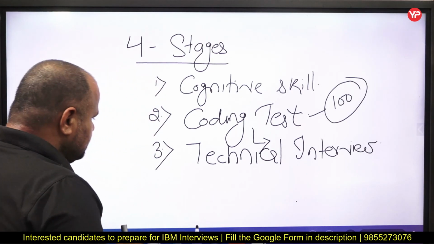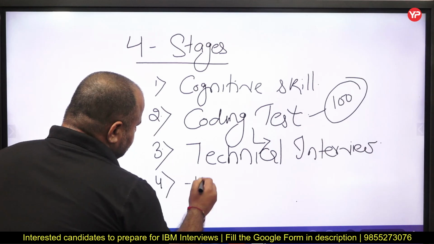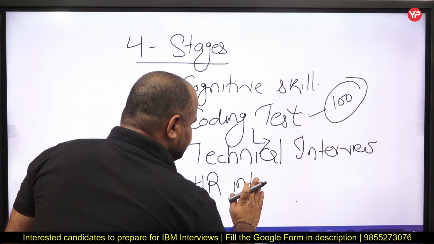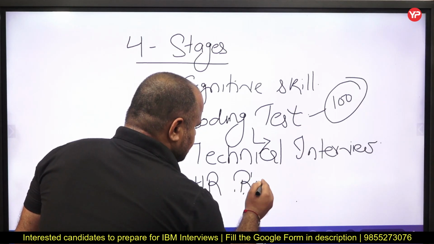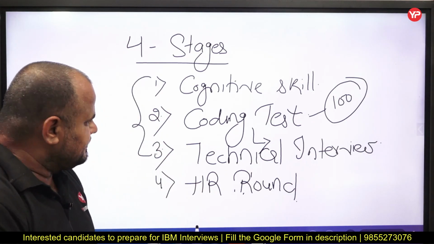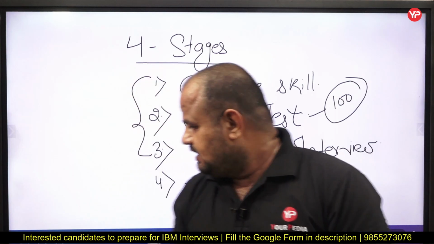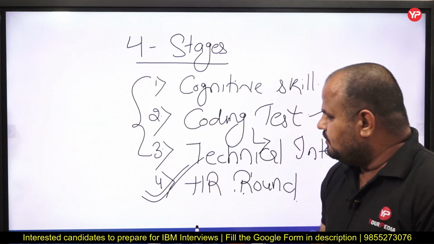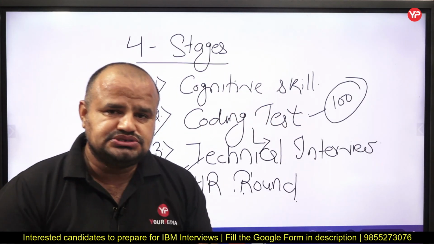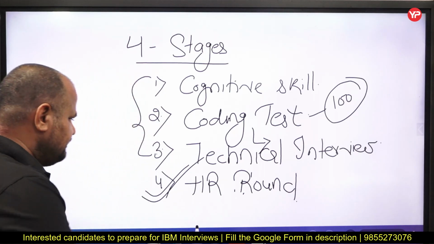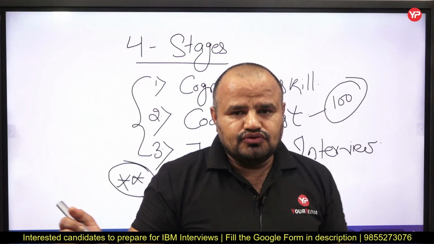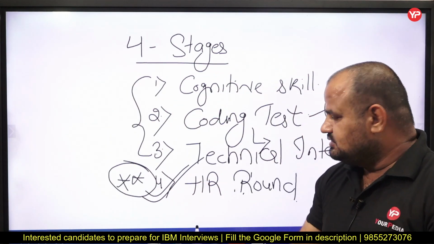Fine. Now the fourth round is the HR round. If you qualify all these three phases, then this round is very important. In the HR round, the interviewer just wants to judge your personality, and again it's very important. Many times most of the students go out from this round, the HR round.